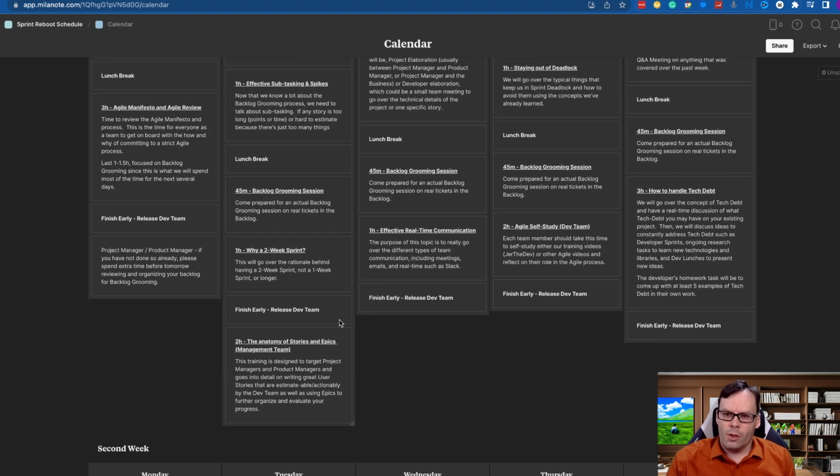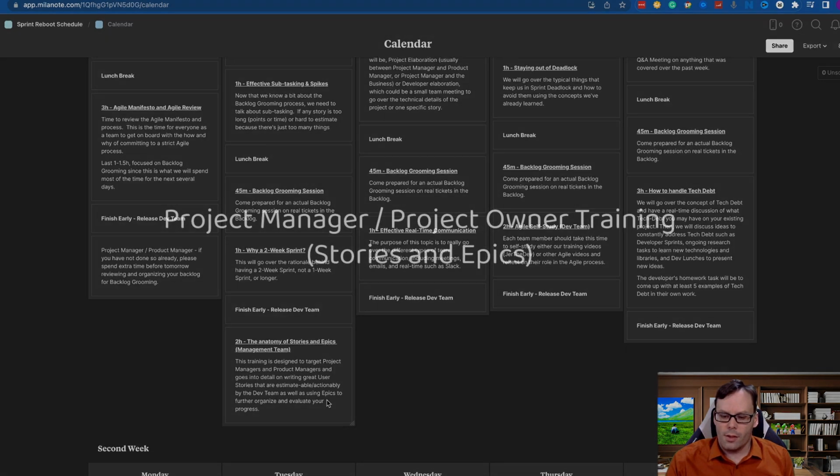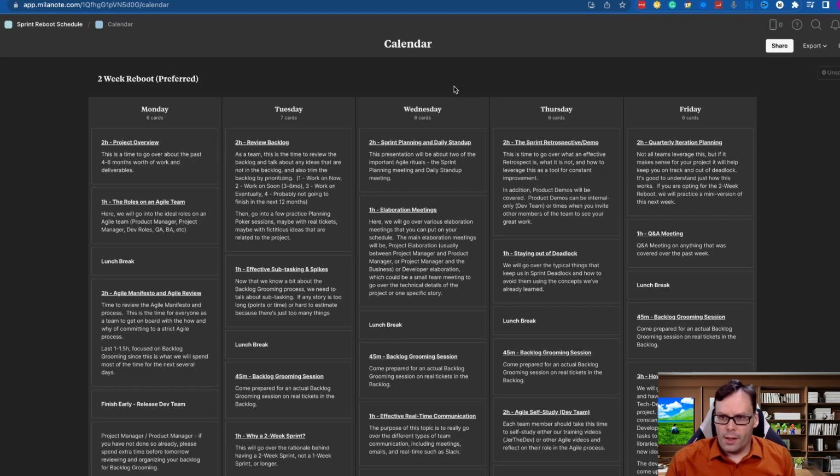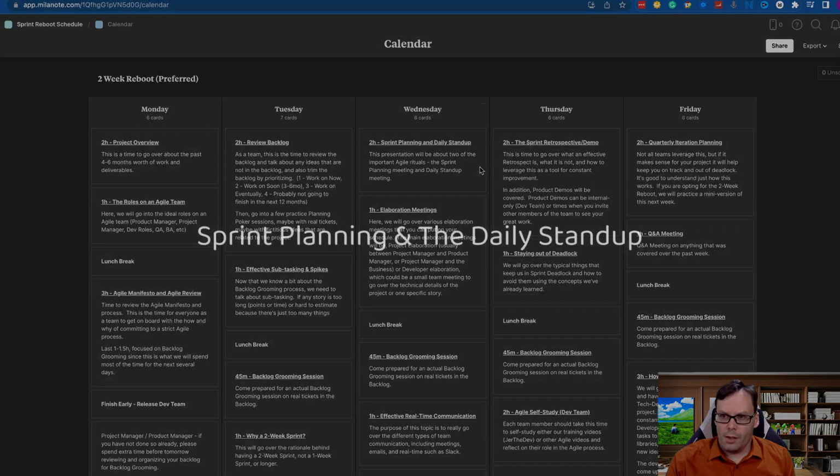Then, if we finish early, then we're going to release the dev team, or the dev team can stay and self-study. But then I will go into a training with project managers and product owners on stories and epics, and essentially how to organize your project management systems so that you're getting good feedback. It's not enough to just create a bunch of stories and then wait until the stories are done to get feedback. It is better to organize things so that you're getting more frequent feedback, and we'll go into that during this session. Then on Wednesday of the first week, we go into sprint planning in the daily stand-up.